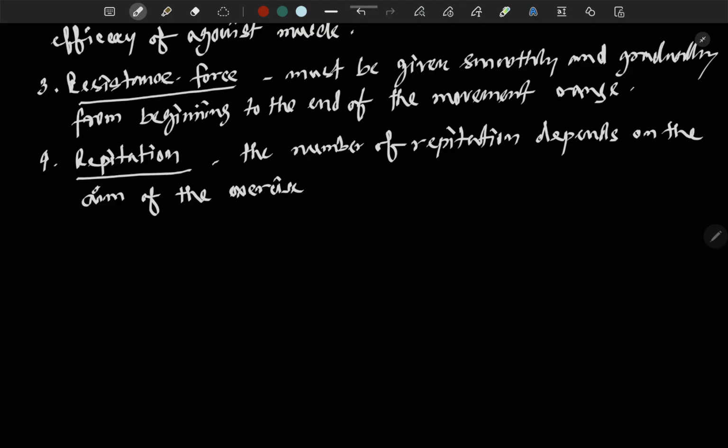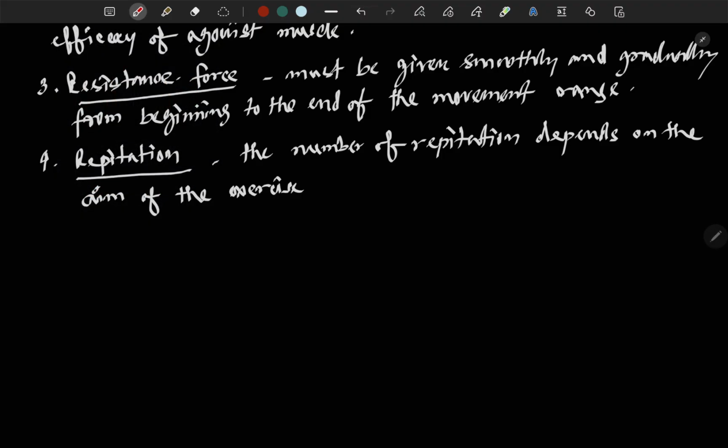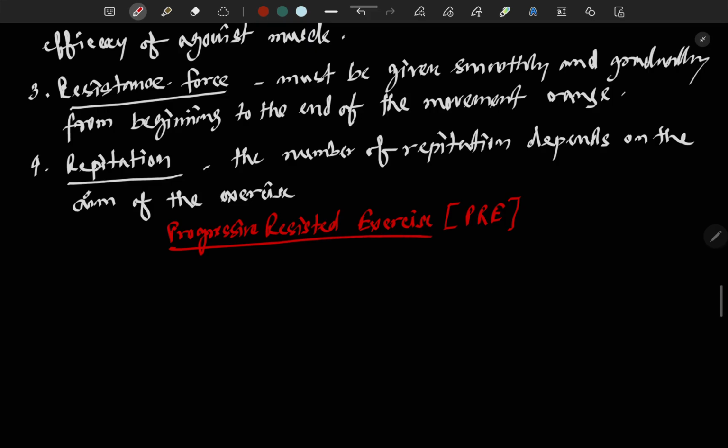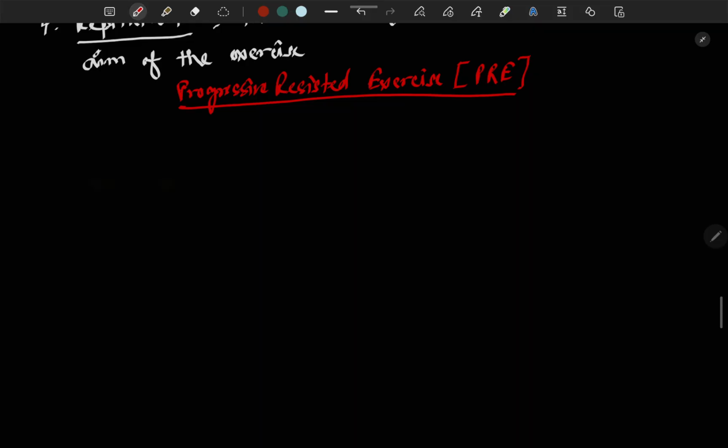Next, we will study under the resisted exercise the progressive resisted exercise. It is the most important and frequent question asked from this resisted exercise, or shortly known as the PRE. Okay, the progressive resisted exercise. But first know the definition of progressive resisted exercise.